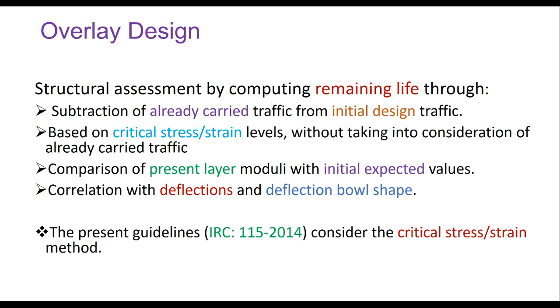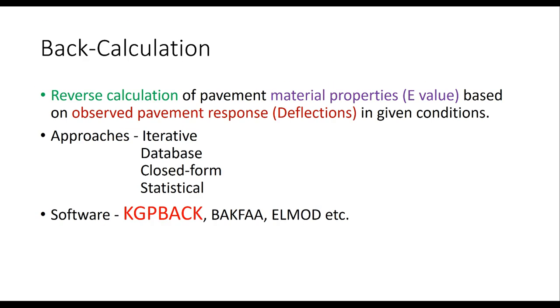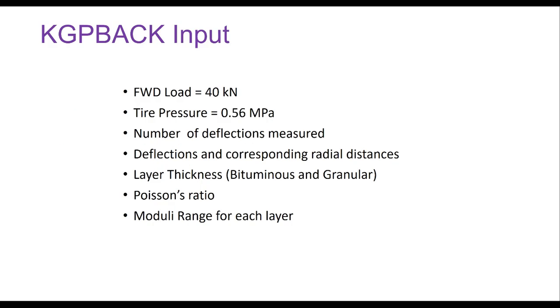But IRC suggests the use of the critical stress and strain levels method to find out the requirement of overlay. So it basically uses back-calculation to find out the material properties, that is the E value, based on observed pavement response. There can be several approaches, but KGPBACK software is used to calculate the elastic modulus of different layers.